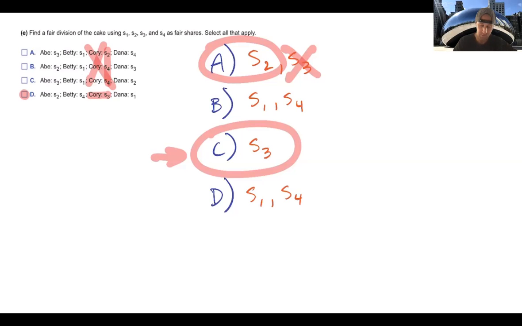Since S2 was what we chose next, then those are gone, and notice that was not an option anywhere else. So at that point, B and D would be fine with either S1 or S4. So that's where you flip a coin, choose a card, do something at random to see who gets what. Okay, so that's that problem.